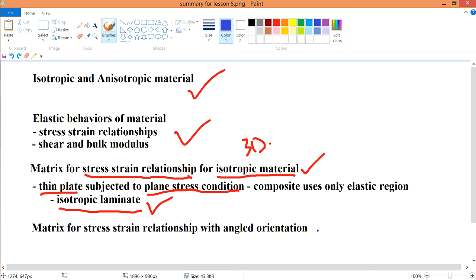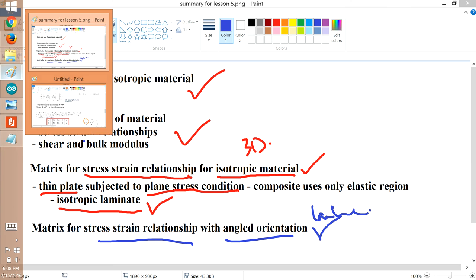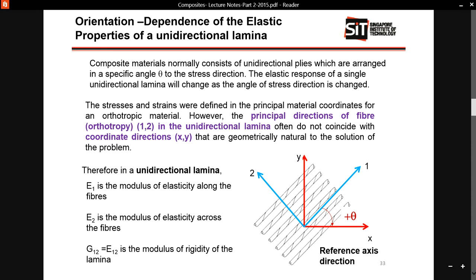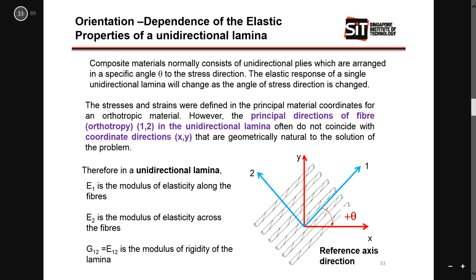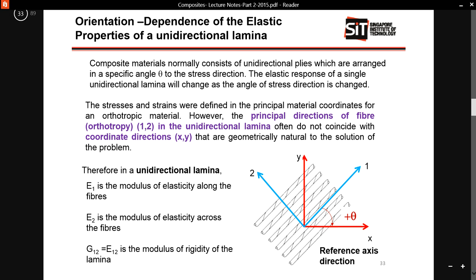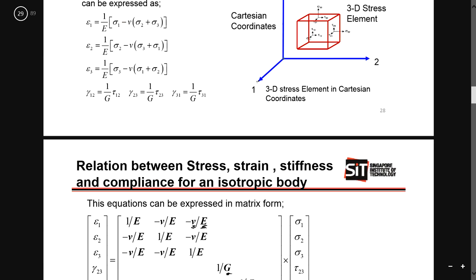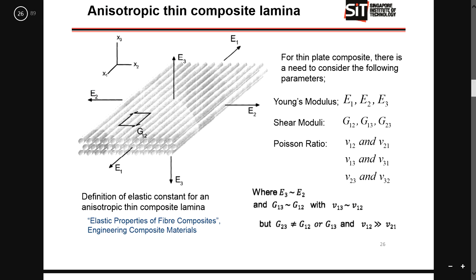Okay, so now comes the last section, which is the stress strain relationship with an angle oriented laminate. It's a pretty heavy one, so I don't know whether I need to split the video, but let's just continue and see how. This starts from page 33 of your lecture notes part 2, and is related back to page 26.